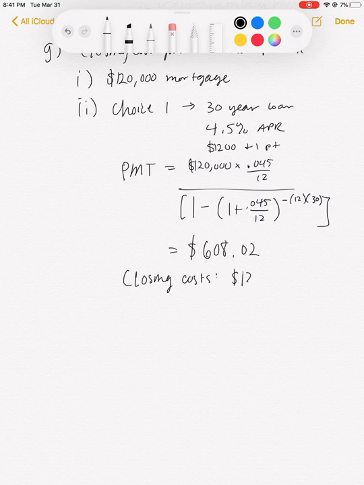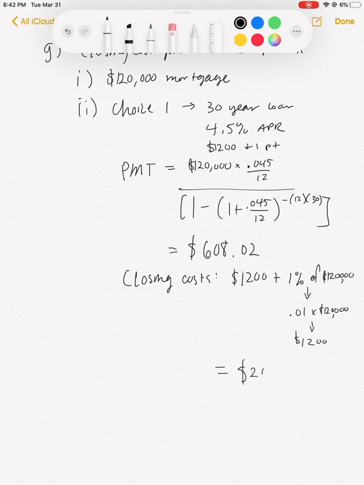The closing cost is the key for this section. It's the $1,200, and we're going to add on 1% of our loan amount. So 1% of $120,000. Calculating that, we get 0.01 times $120,000, which gives us $1,200. So we have $1,200 plus $1,200, so the closing cost here is $2,400.